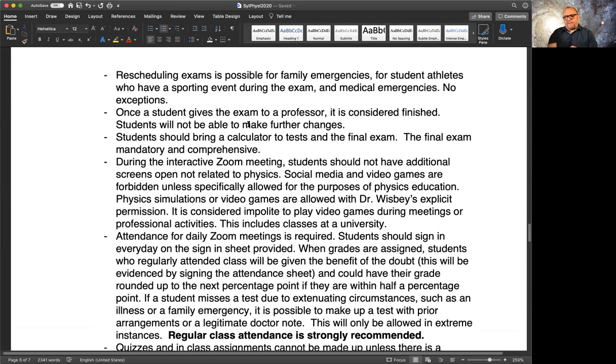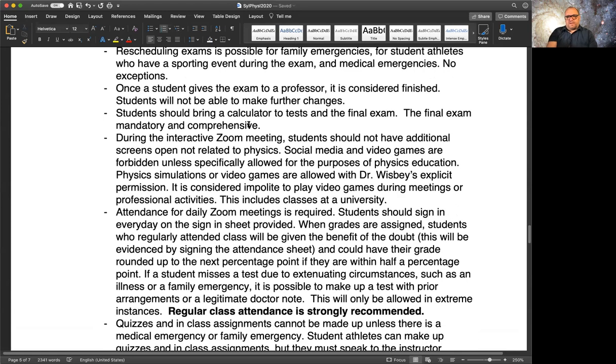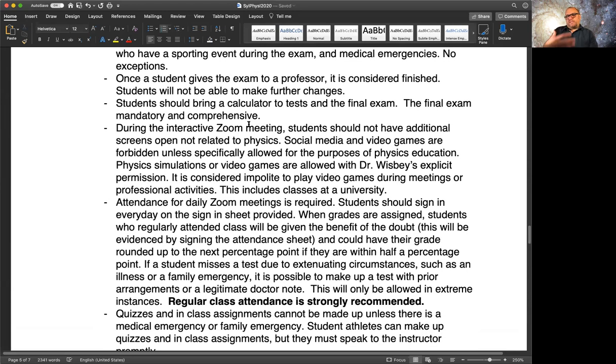If you have a family emergency, it's possible to reschedule the exam, but those do need to be taken online. Once you give me the exam, it's final. So we'll have the online section, but then I'll also have you email me a PDF version. Once you submit that, it's final and it can't be changed.